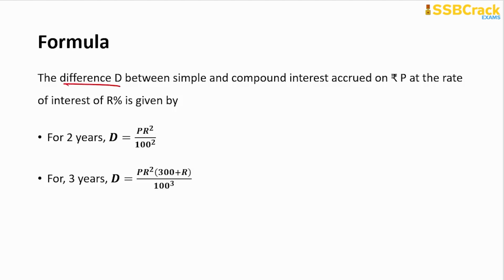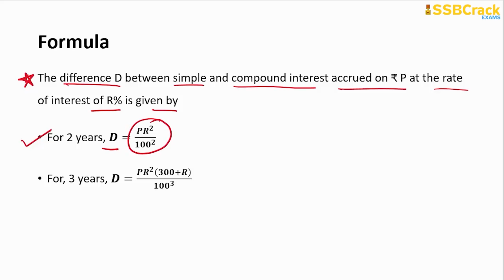The difference D between the simple and compound interest accrued on rupees P at the rate of interest R% is given by. Understand, this is the formula to find out the difference between simple and compound interest when you know in the problem the principal amount and the rate of interest R, which is same for calculation of simple interest and calculation of compound interest. So you can easily calculate the difference D, which is basically dependent on the time period. If you are about to calculate the difference for 2 years, then you have to use this formula PR square upon 100 square. Okay, this is the formula for 2 years to find out the difference between SI and CI.